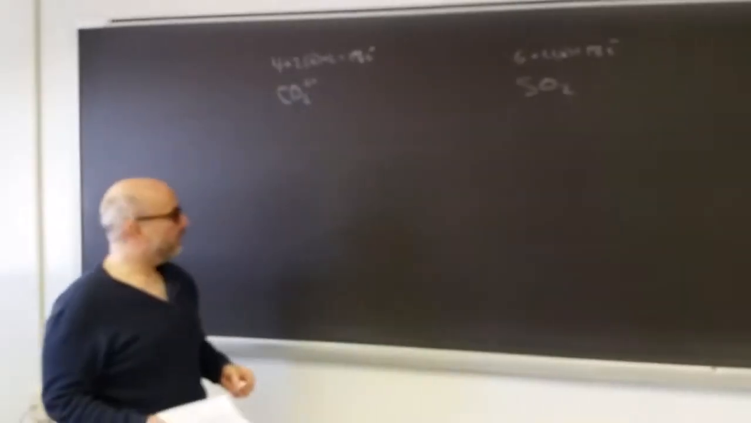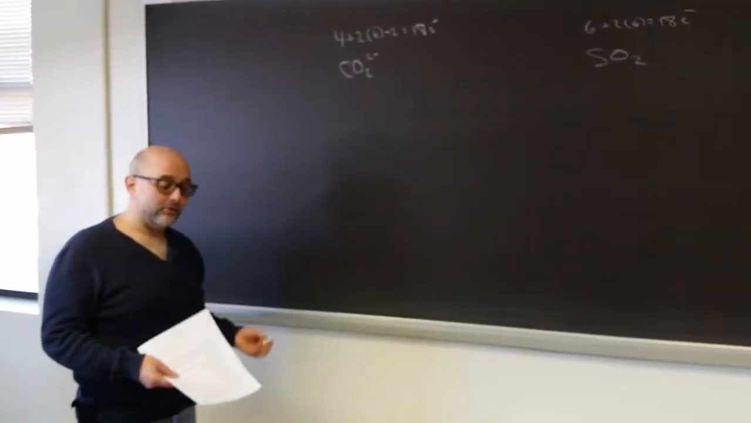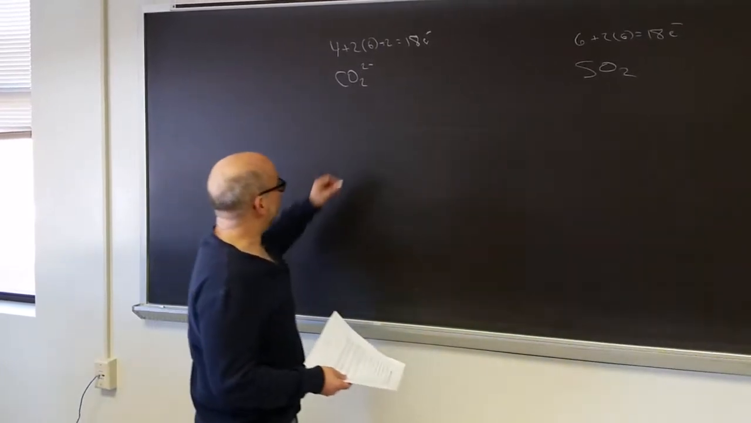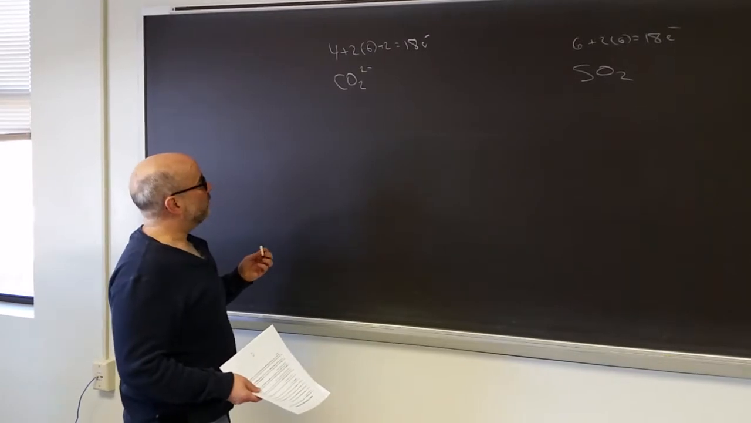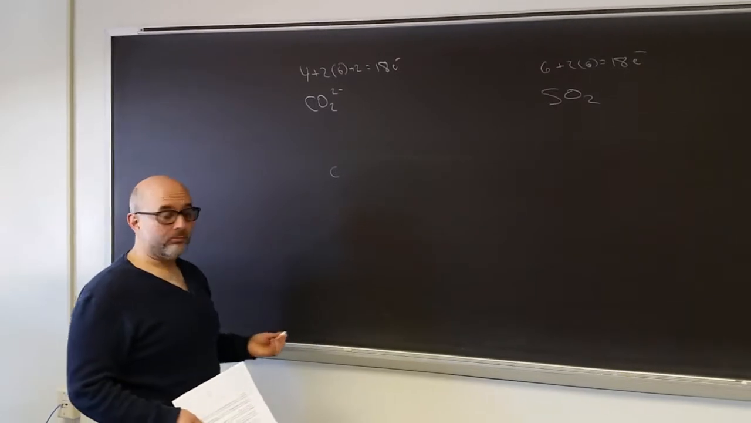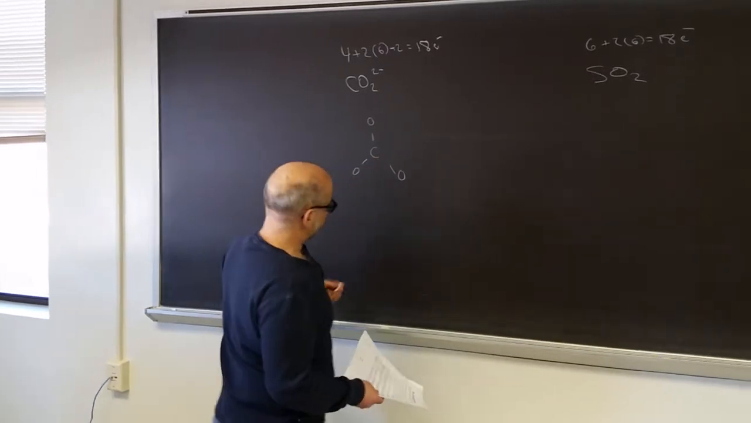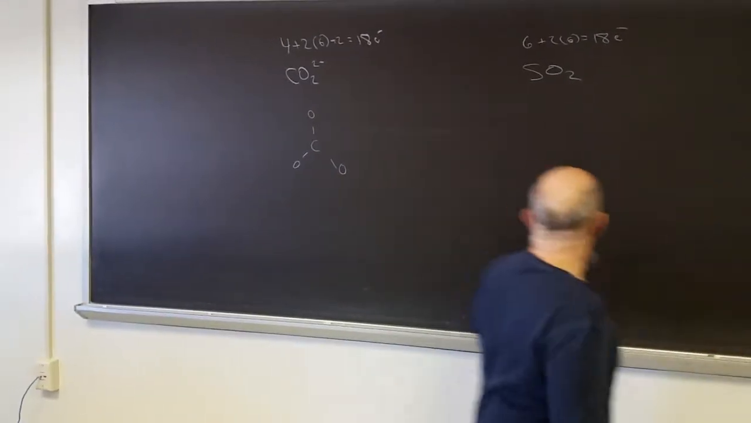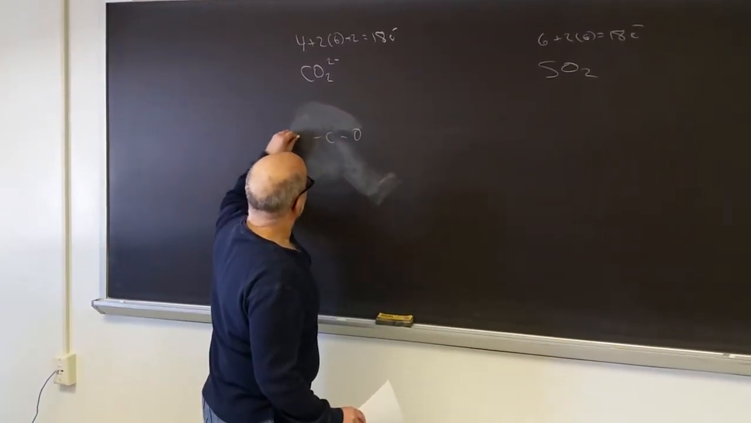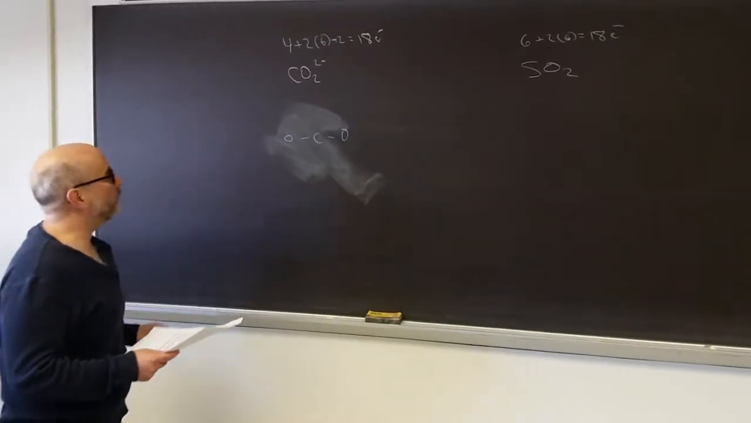Step 3, put together the bonding framework using only single bonds. This is because if it's part of the molecule, then it has to be at least singly bound to one other atom in the molecule. Now, the way that these are written, you can assume that, in this case, the carbon is the central atom and the oxygens are the peripheral ones. So carbon atom in the middle, oxygens on the outside. And now I'm going to do them one at a time.